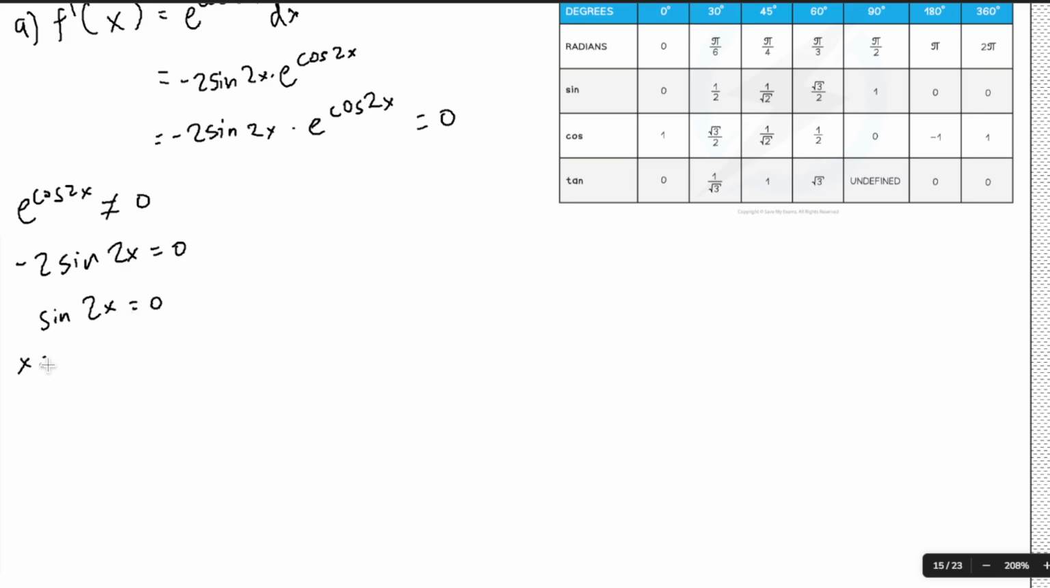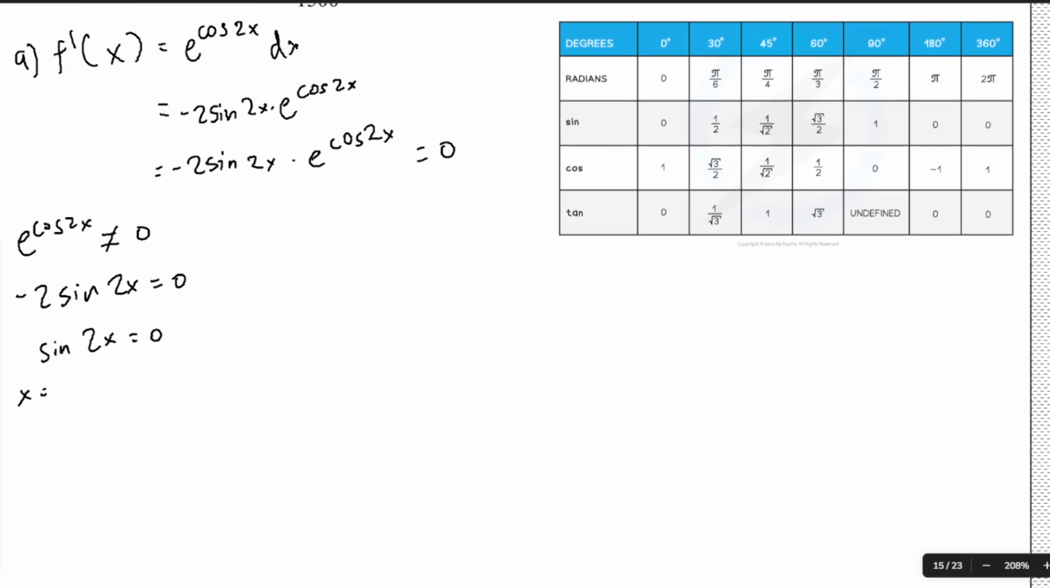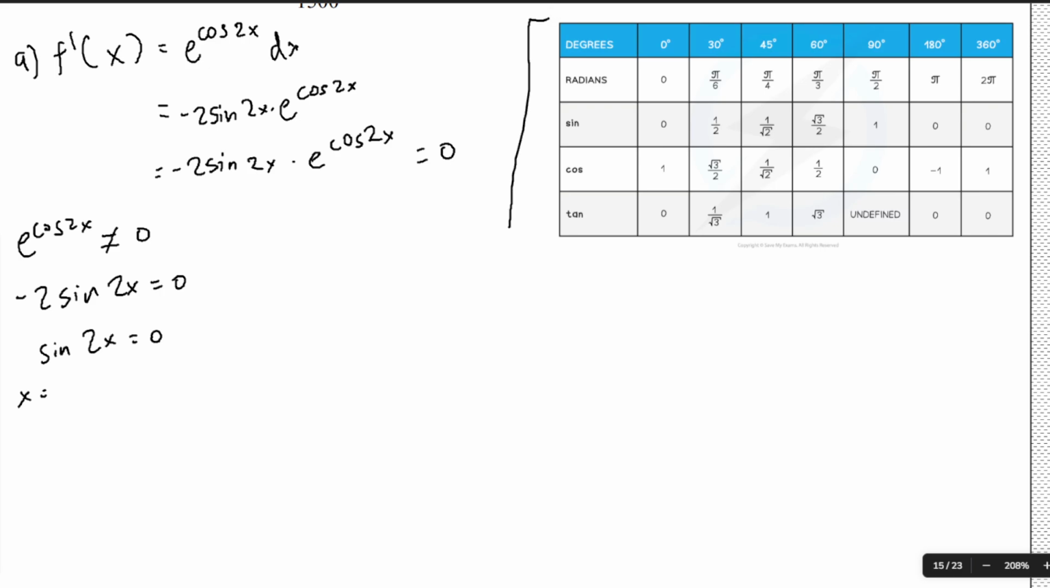So our values of x, as you can see from this table right here, you will not have this table. You would have to memorize all the values here. So the values that can equate this to 0 are minus pi over 2, 0, pi over 2, and pi.